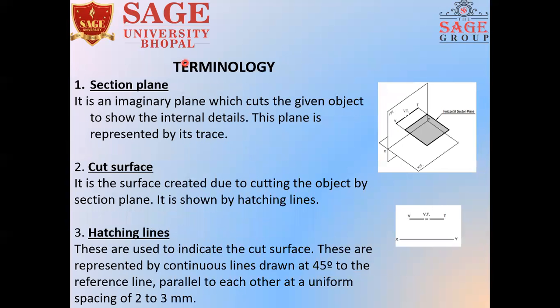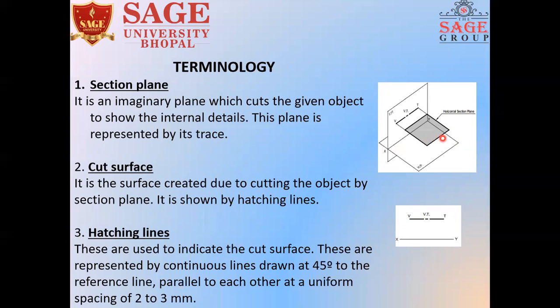Next point, basic terminology used in section of solids. Whenever we solve a problem based on section of solids, we focus on two things: where is the position of the solid, and what is the position of the cutter. These two things are very important. Now suppose we assume our solid portion has been completed. Now I'm focusing on the section plane. When the solid is completed, then we use the section plane. The section plane is an imaginary plane which cuts the given object to show the internal details. This plane is represented by traces.